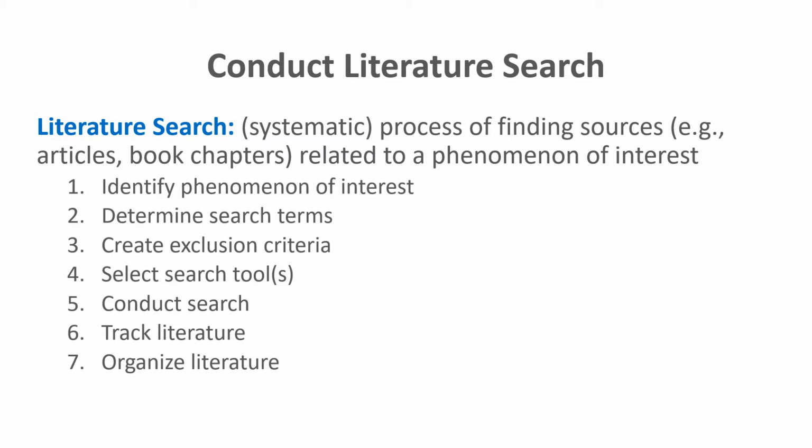The fifth step is to actually conduct the search. The sixth step is to track the literature that you found. There's different ways you can do this. Citation managers sometimes have features that allow you to track things fairly easily. And then also sometimes you can use an Excel spreadsheet to track in different aspects or create different criteria in which you can evaluate the different sources that you've found and capture key pieces of information.